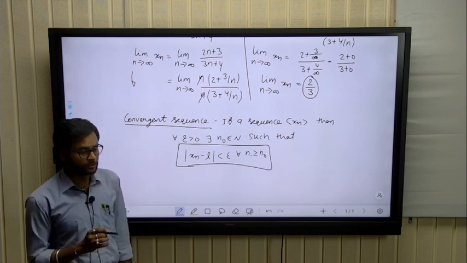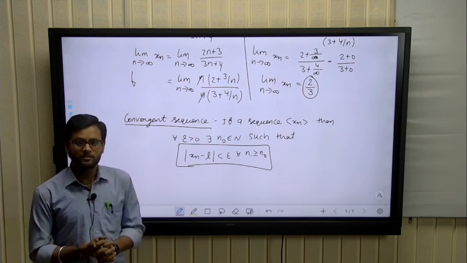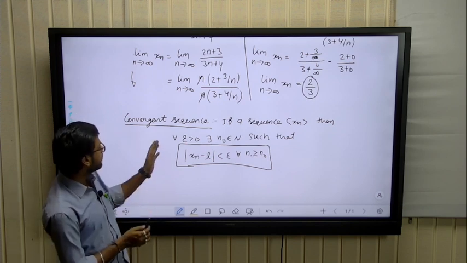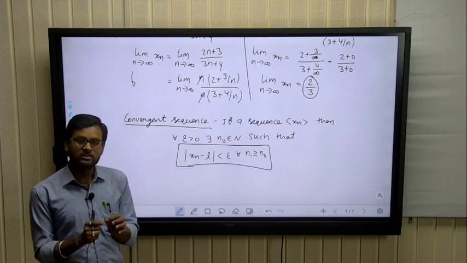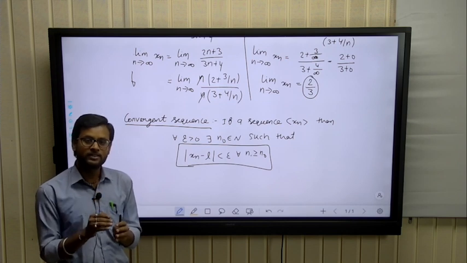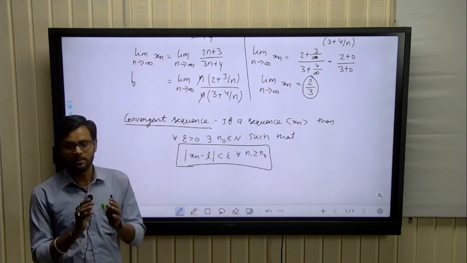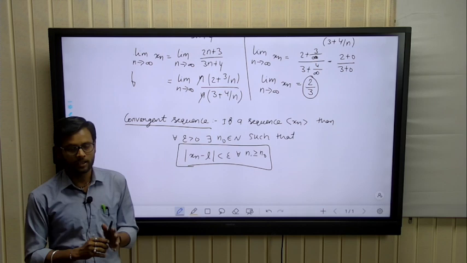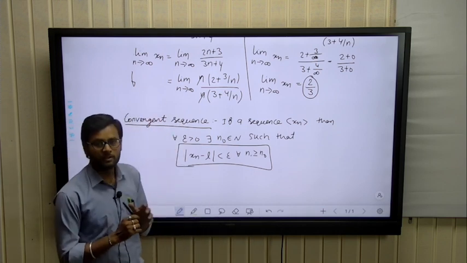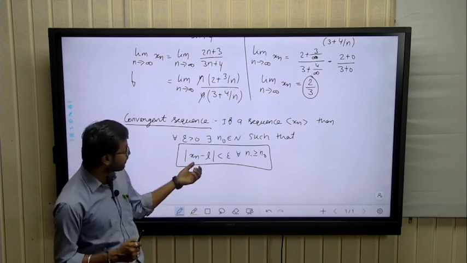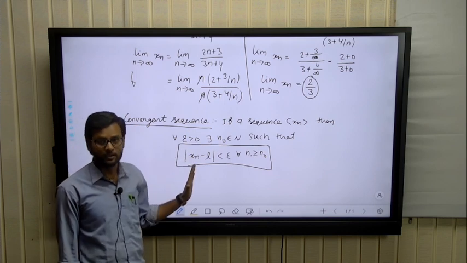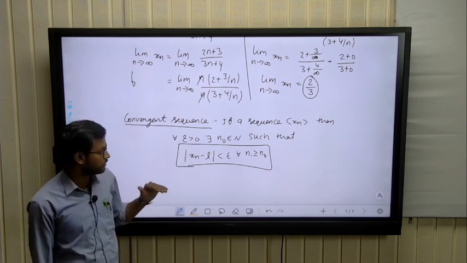This is the big difference, because when we talk about the limit of a sequence, we never talk about finite or infinite limit, but when we talk about a convergent sequence we say that if a sequence has a finite limit, then the sequence is convergent, otherwise it is not convergent. What is the difference between a convergent sequence and the limit of a sequence? The definitions look similar, but they are not the same. Why?